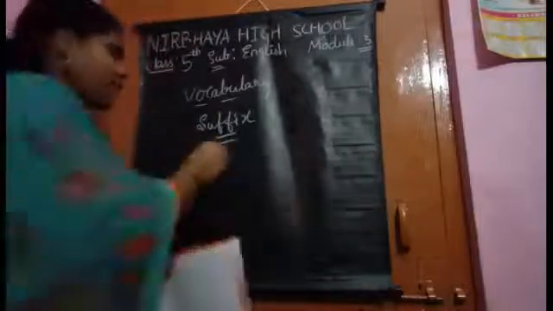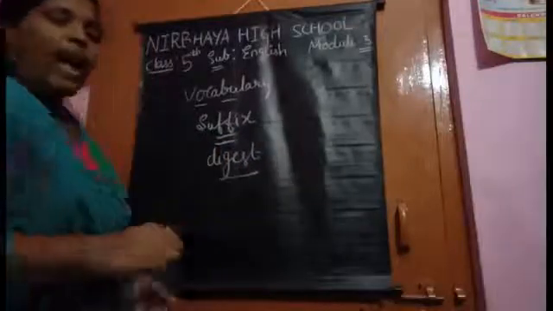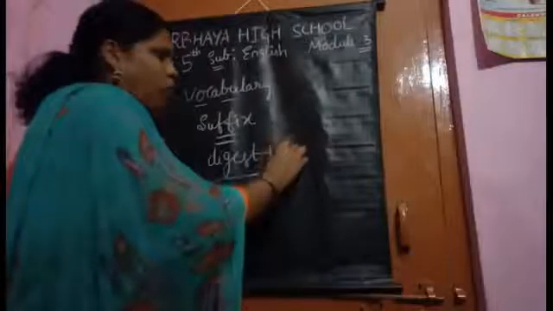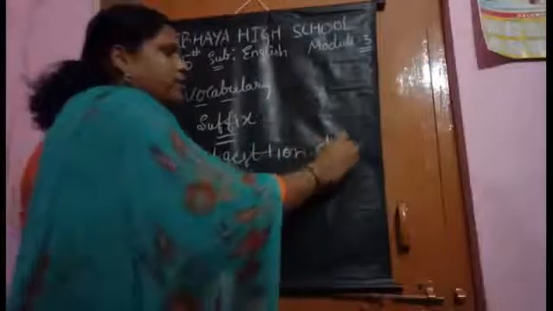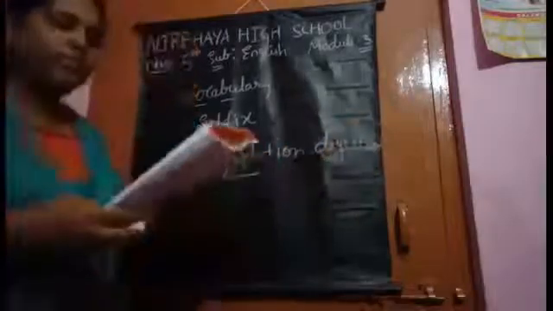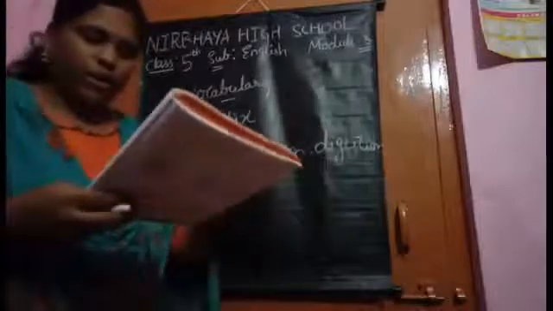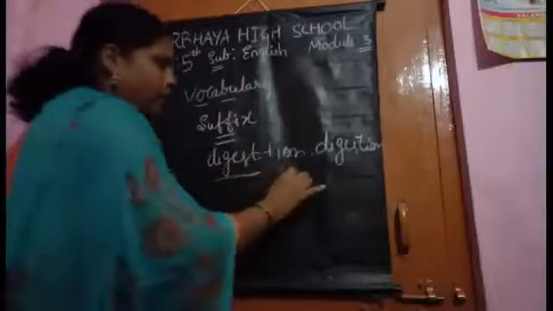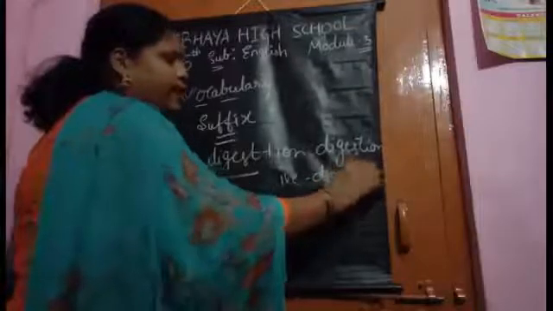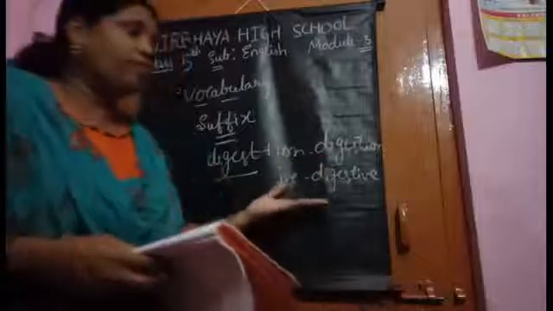See, for example, digest. It is a base word. I am adding the suffix here, plus I-O-N. What is it now, children? Digestion. Yes, the meaning is changed here. Digest, digestion. And you can write I-V-E, digestive. You know children, digestive system. In science you will get it. Digestion, digestive. Yes, the changing of the word.